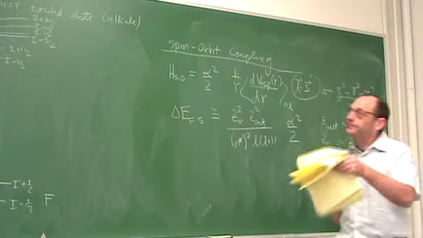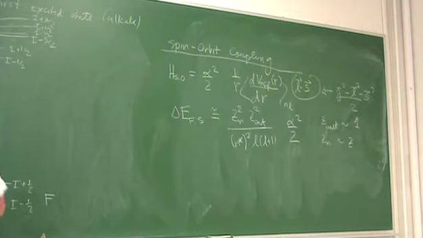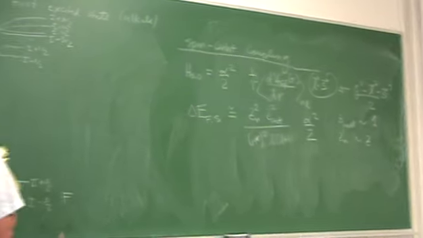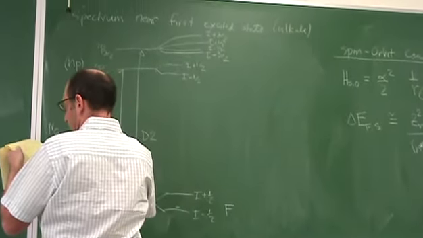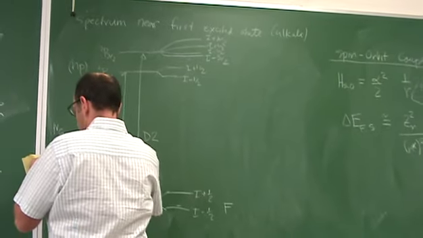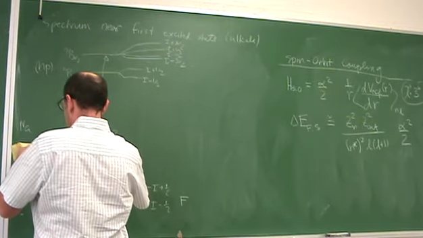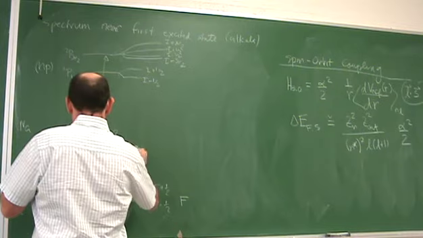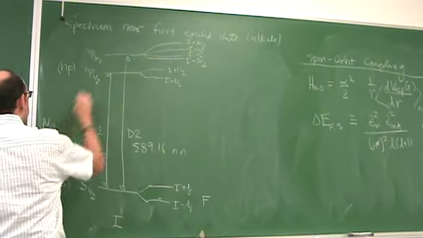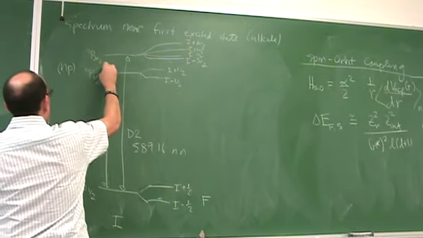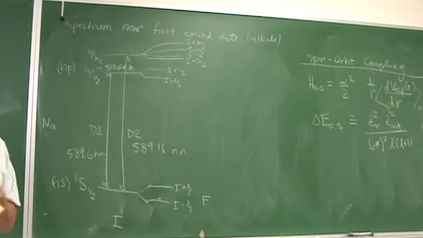So for example, in sodium, the D1 transition is at 589.6 nanometers, and this is 589.16 nanometers. And the fine structure splitting here is about 510 gigahertz. Okay.